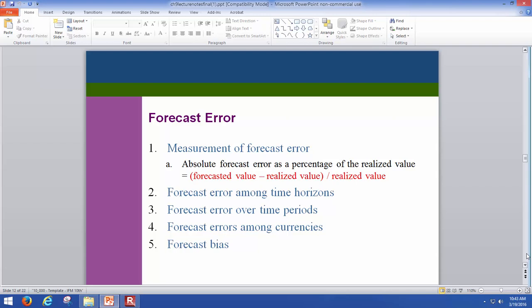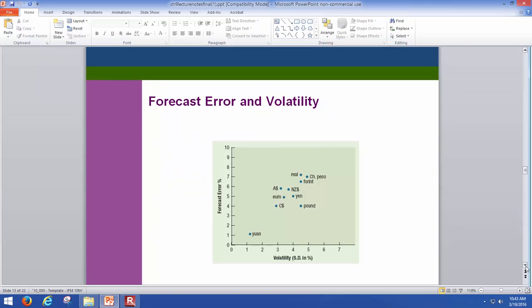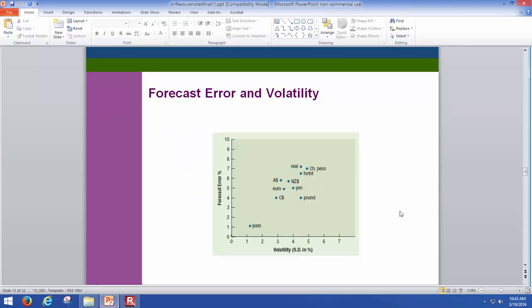Now, how do we measure the forecast error? The forecast error is given by the forecasted value minus the realized value divided by the realized value. So we are talking about the forecast error as a percentage of the realized value. We can look at our prediction model over different time horizons, different time periods, and among different currencies, and see whether there is any forecast bias. The first one is forecast error and volatility.